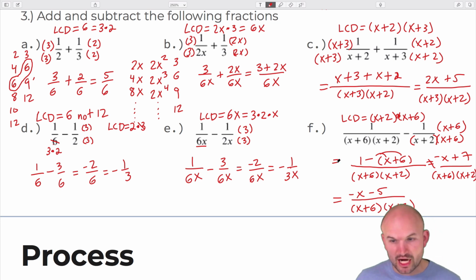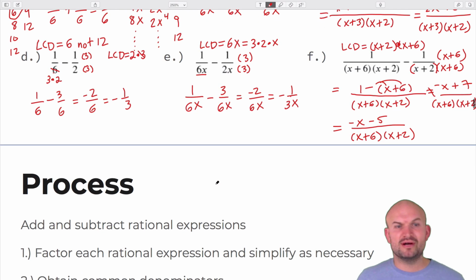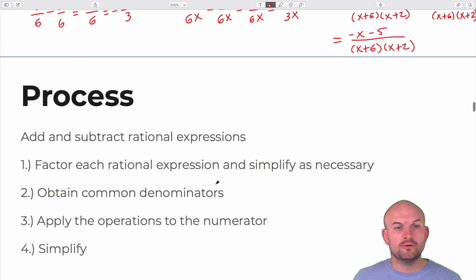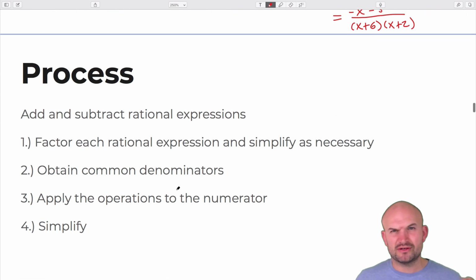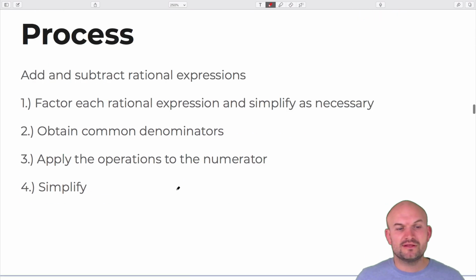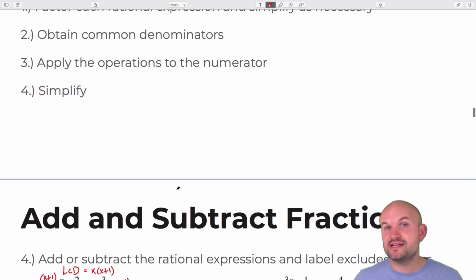Now, we do also do excluded values for these problems, but we'll get to that in our examples. So basically the process for adding and subtracting was to factor, simplify as necessary, obtain common denominators, and then apply the operation to the numerator, and then simplify if necessary. I think in all these simple problems, there was no way to do that. But let's go ahead and look at the examples and see if we have some options there.